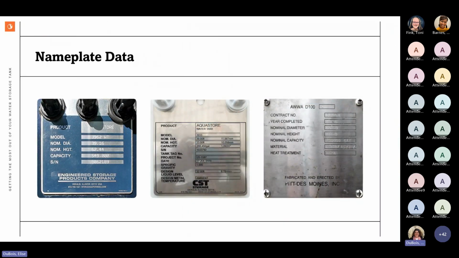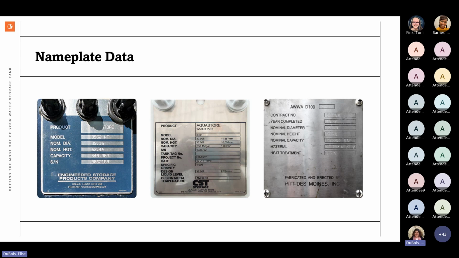Nameplate data. This tells you who manufactured or built the tank, the nominal diameter and height or length and width, the year or serial number. These are not found typically on type 4 concrete tanks. If these are not on your tank, which is the ideal location, they should be handy in an office. Maybe you put it as art on the wall.